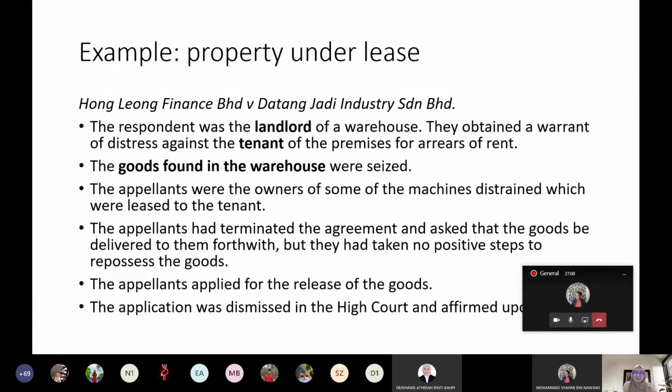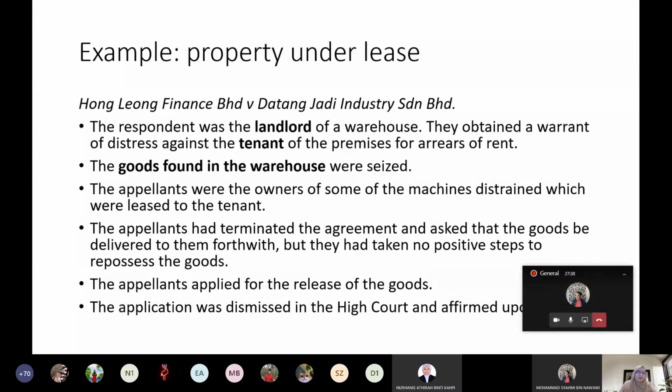So this is a sort of mistake on the part of the appellant. Once they have terminated the agreement, the lease agreement of the goods to the tenant, under the law they have responsibility to take positive steps to repossess the goods. Dia kena pergi ambil lah dalam keadaan tu. Kalau orang tak pulangkan, dia ada positive duties under the law to repossess the goods.